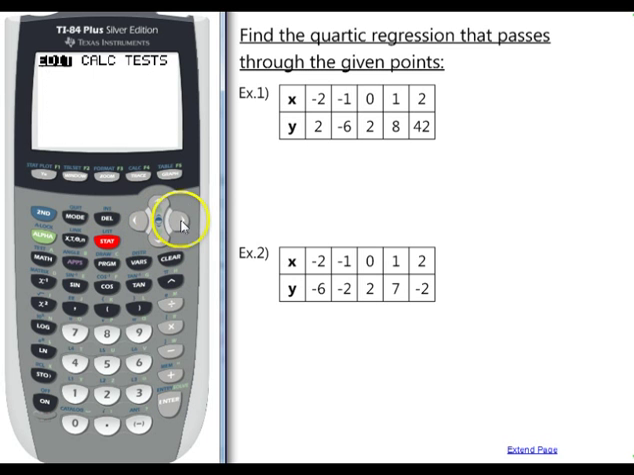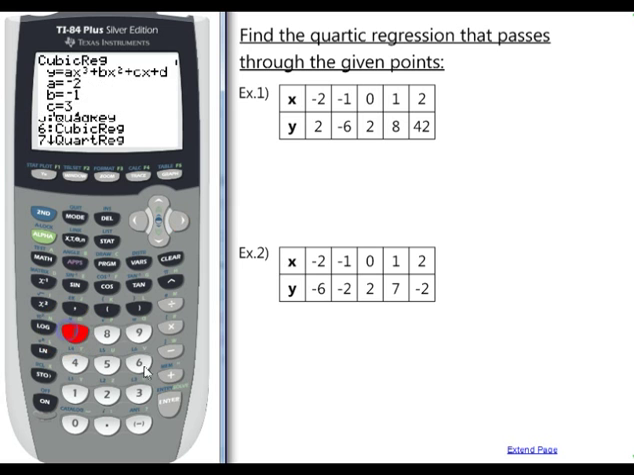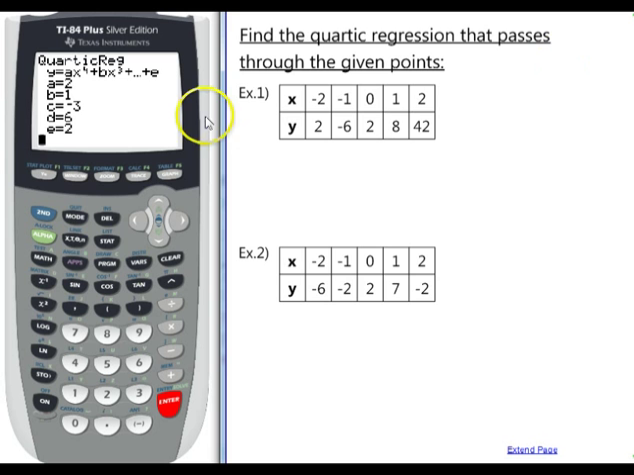And then we'll hit Stat, move over to Calc, and the quartic regression, which is the 7th option. And then we can go ahead and write our equation. We have y is equal to 2x to the 4th plus x cubed minus 3x squared plus 6x plus 2. I want you to go ahead, try the second one, and check back with me when you're finished.